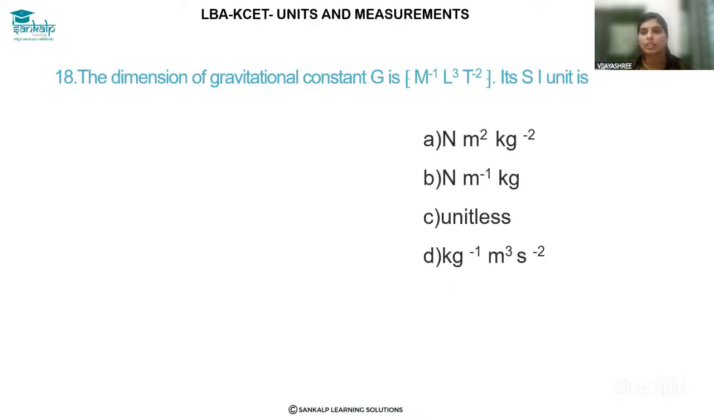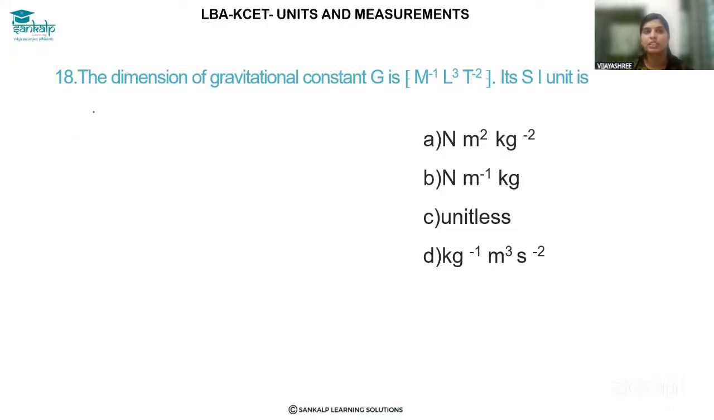Option A, Newton meter square kg raised to minus 2. Option B, Newton meter raised to minus 1 kg raised to 1. Option C, unitless. And option D, kg raised to minus 1 meter cube second raised to minus 2. Okay. So G.